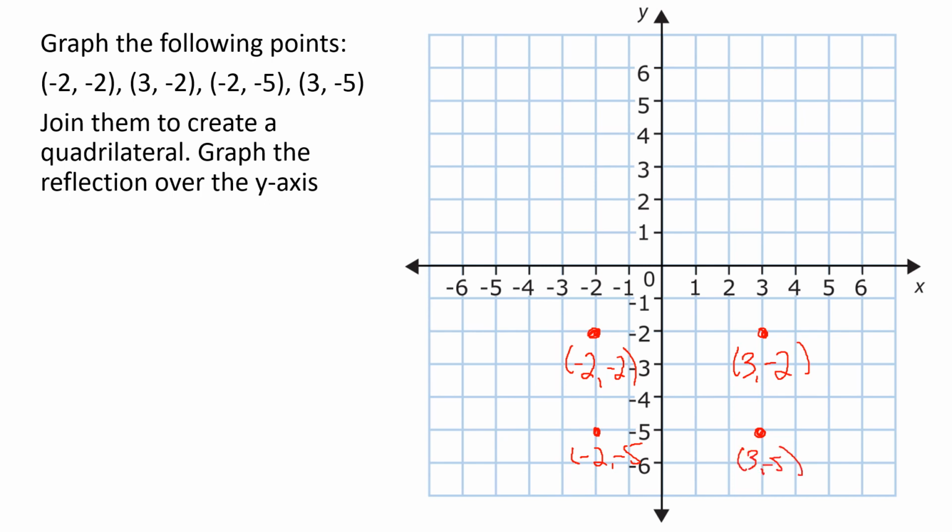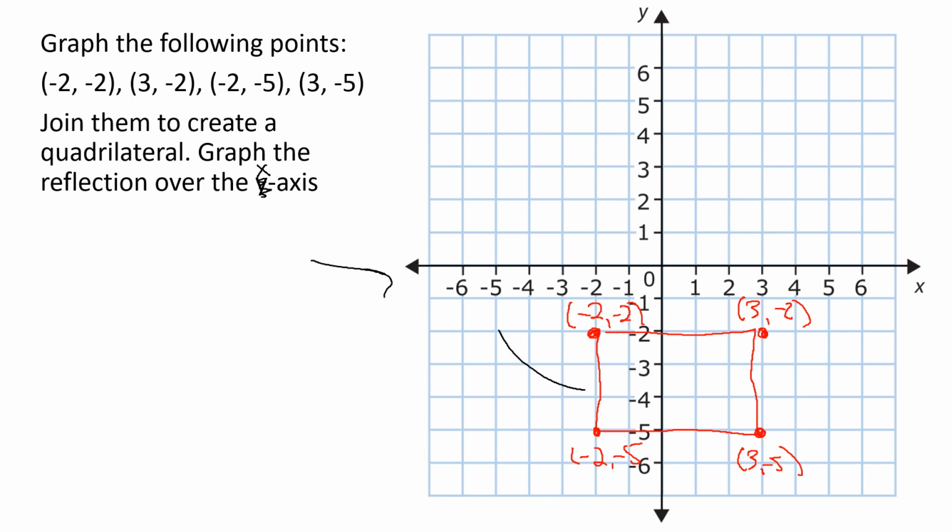Then it says join them to create a quadrilateral. So actually what I'm going to do is write that on top of that because I'm fixing to write over it. This was -2, -2, 3, -2. So now we're going to connect these, except I can't draw a straight line. And there's my quadrilateral. Now we're going to graph a reflection, and actually this is a misprint. This tells us on the original book over the x-axis. So here's my x-axis. So we're going to graph the reflection over that x-axis.